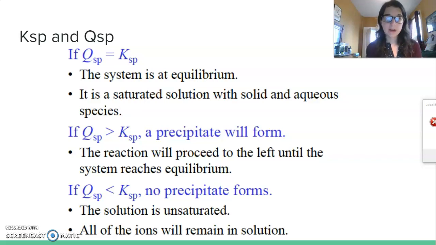If Q is greater than Ksp, we know that there's definitely a precipitate that will form because the reaction will proceed to the left. Okay, so we're going to be forming solid until equilibrium is established. And if Q is less than Ksp, we know that the reaction will proceed to the right. We will produce more aqueous ions in the solution in order to achieve equilibrium.